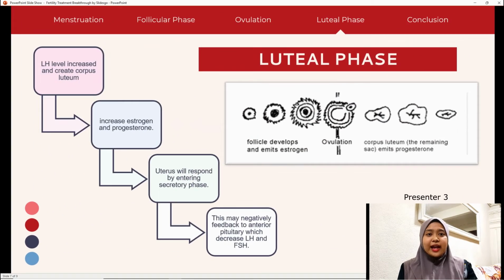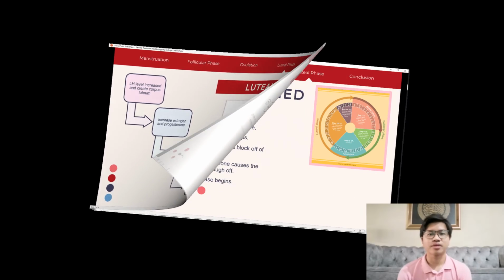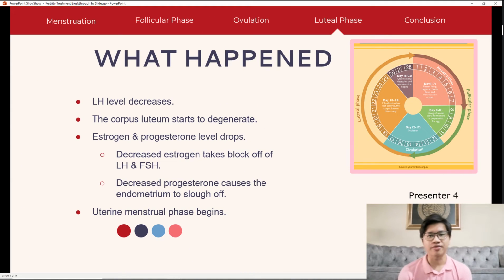This is the process where LH levels increase and create the corpus luteum, which will increase estrogen and progesterone. The uterus will respond by entering the secretory phase. This may negatively feed back to the anterior pituitary, which decreases LH and FSH. Let's continue with day 25. During this day, the luteinizing hormone will decrease. Therefore, the corpus luteum will start to degenerate.